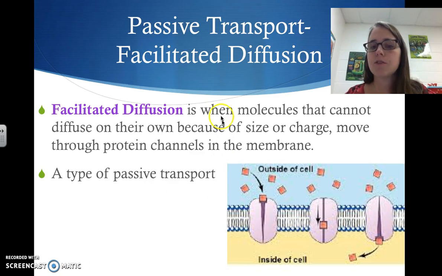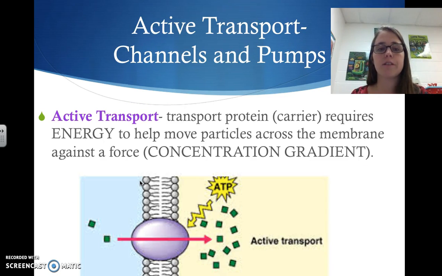So facilitated diffusion is when molecules that cannot diffuse on their own because of size or charge move through protein channels in the membrane. So the outside of the cell, look at how much solute we have, and then they can move through these channels. They can't fit through here, but they can move through these channels to get into the cell to the lower concentration. And this is a type of passive transport.